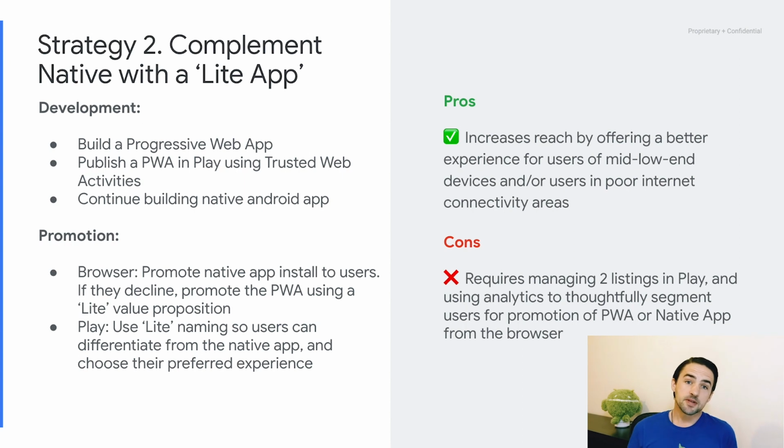This strategy is best for businesses that already have a great but maybe heavy native app and want to grow their installed user base by offering a better experience to users on mid to low-end devices. This is particularly important for businesses with growth ambitions in emerging markets where data plans are expensive, storage space is limited, and devices can be low powered. And also remember that even in developed markets, there are a large number of people on mid to low tier devices as well. The big advantage of this strategy is that you can expand your reach to users who would never previously install your app and grow your installed user base even further.